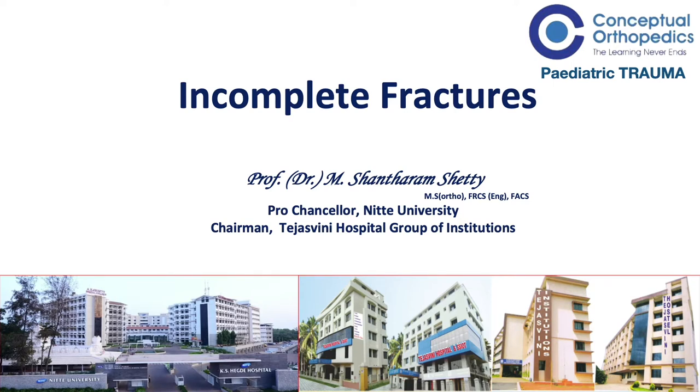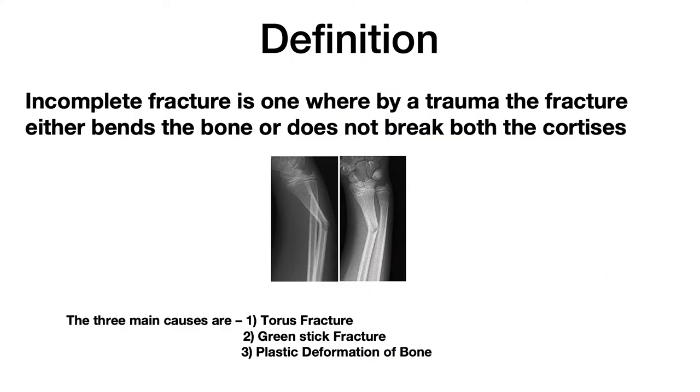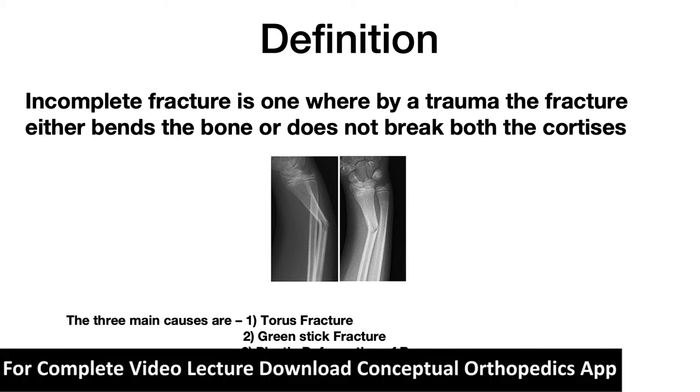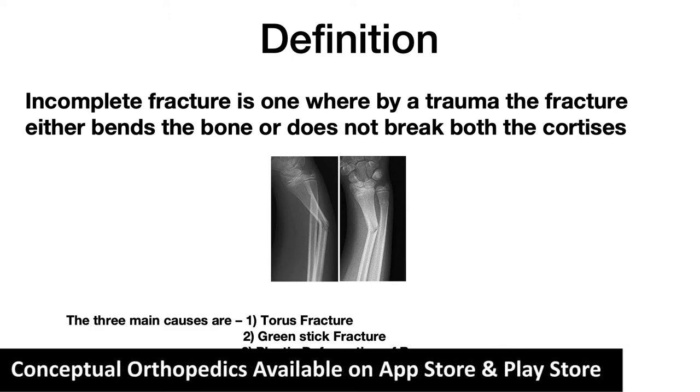I have been given three subjects. The first one is on incomplete fractures in children. What is an incomplete fracture? An incomplete fracture is one where, by a trauma, the fracture either bends the bone or does not break both the cortices. And the three main causes of incomplete fractures are: number one, the torus fracture; number two, a greenstick fracture, as you see in that x-ray; and the third is a plastic deformation of bone.